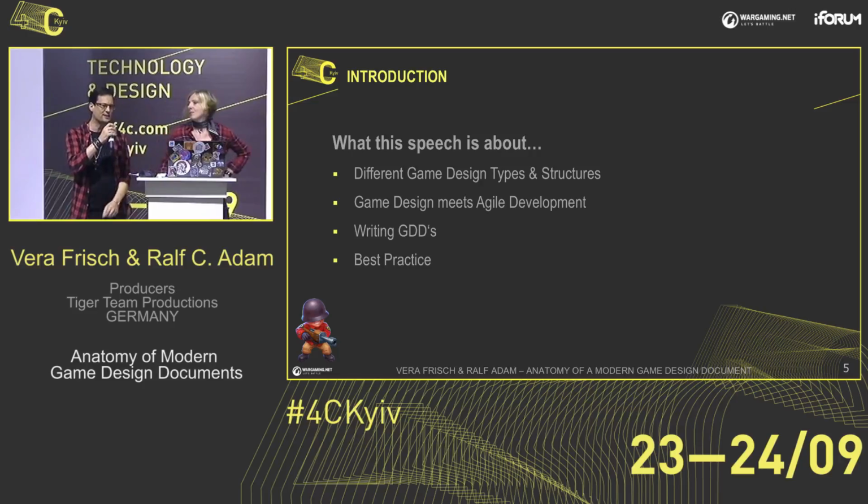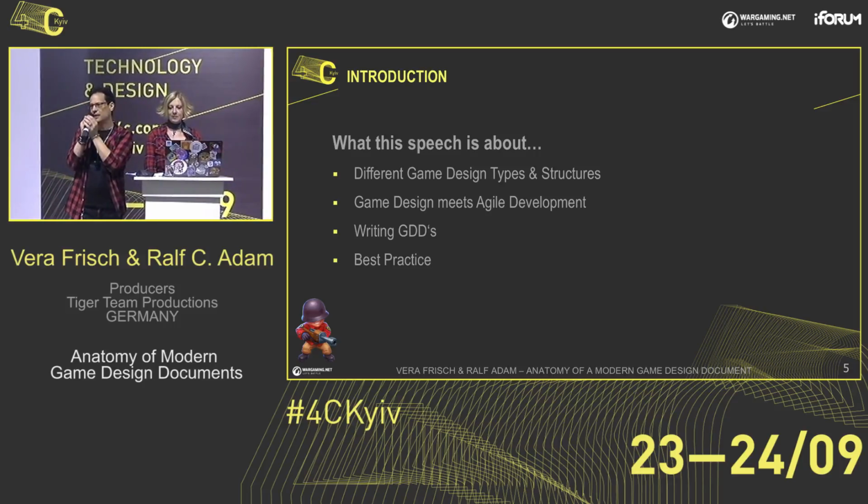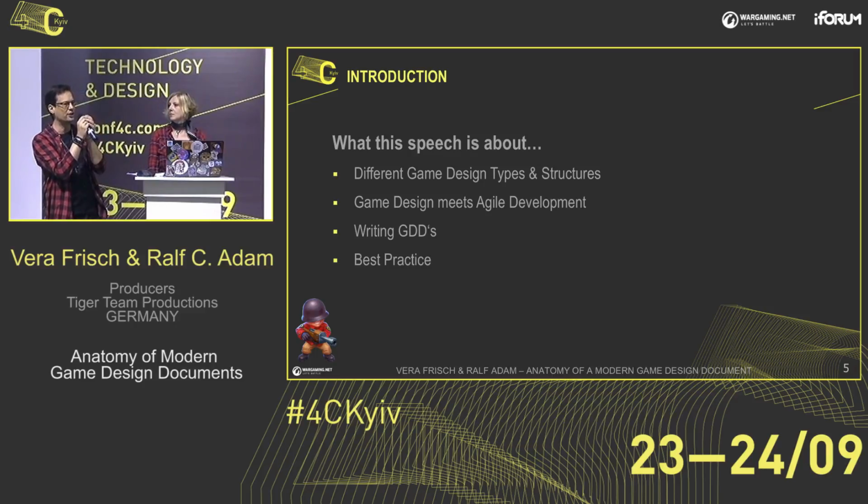Right, so what is the speech all about? We're going to talk about, like it's already named, the anatomy of a game design, meaning different kinds of game design types, structures, when you need which kind of game design in which phase of the production, what kind of granularity you need there, how to best format them, how to best write them so that they actually get read by the people that are involved and should read them.